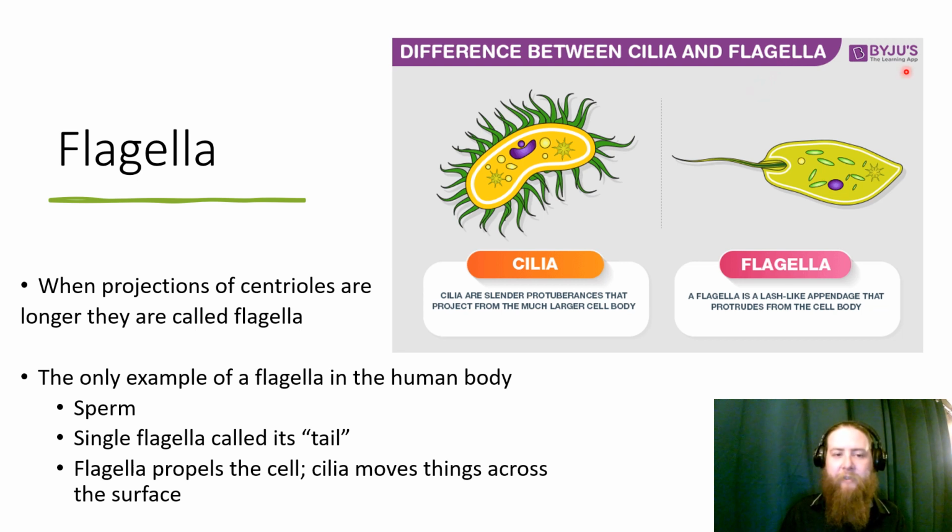This helps to propel the cell. Flagella will be used for movement, like moving the cell through things. The cilia is used to move things along them. Some of them will crawl with their cilia, but most of the time the cilia is used to just move things along.